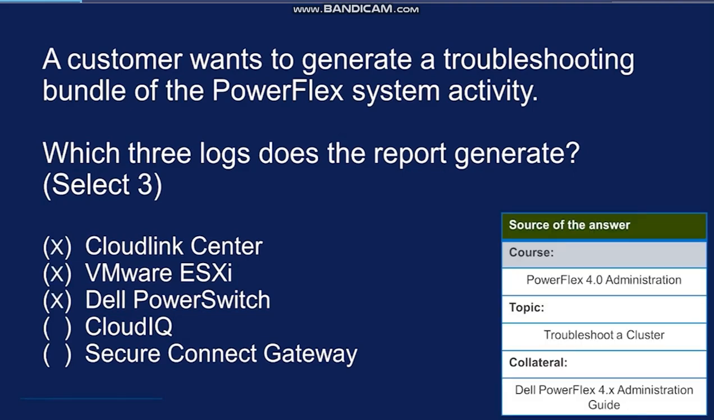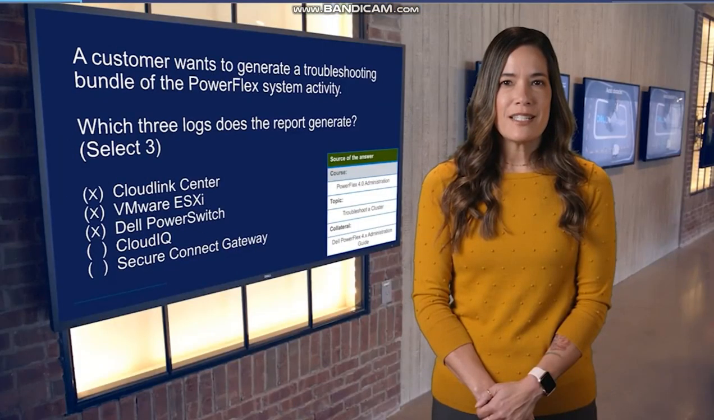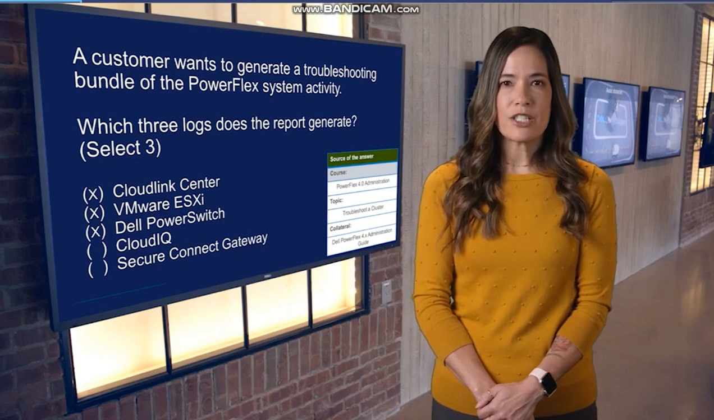The correct answer to this question is Cloud Link Center, VMware ESXi, and Dell PowerSwitch logs are generated as a system activity bundle. Cloud Link Center is the activity log of the data protection applied to the cluster nodes. VMware ESXi is a log that looks at PowerFlex Management Platform, or PFMP, activity. The Dell PowerSwitch log records the Dell OS10 switch activity. Of the selections in this question, those 3 logs would directly relate to how the PowerFlex system functions.